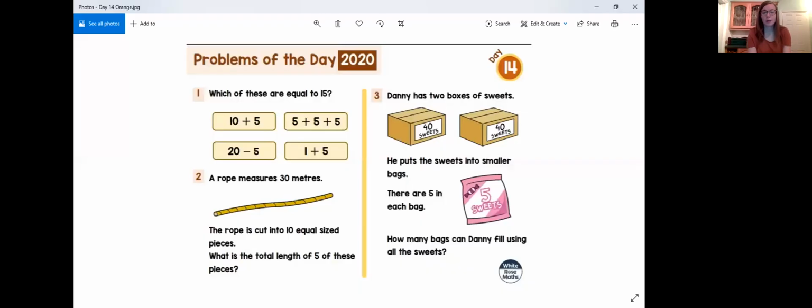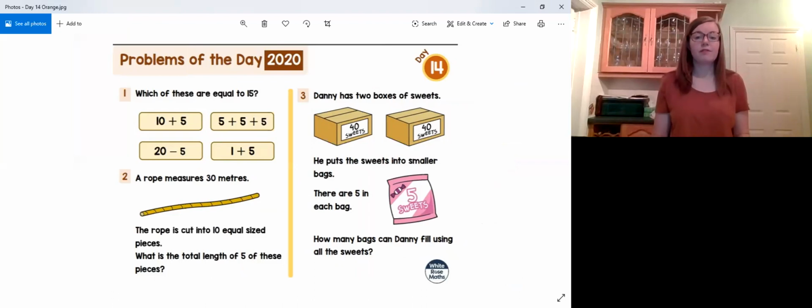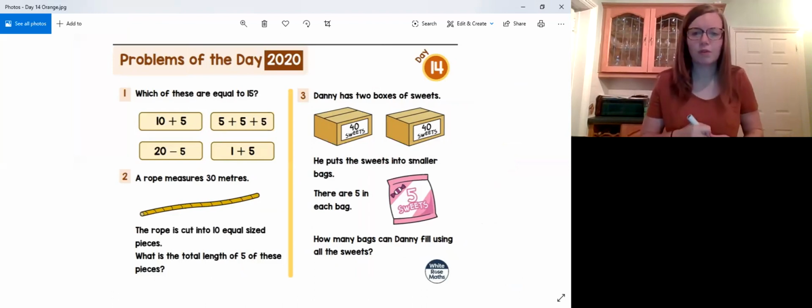Okay, so let's get started then with our orange questions of the day. We're going to start with question 1 here, looking for how many of these are equal to 15. Well, let's have a think about what we know about the signs in some of these. We've got an addition, subtraction, another addition. Okay, well, when we do 10 plus 5, is that going to be equal to 15?